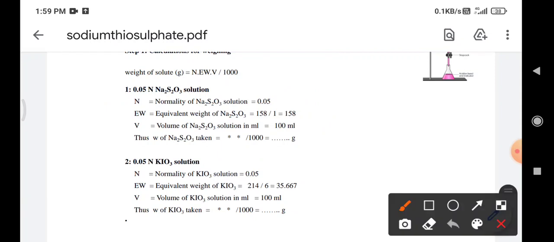Now the second calculation is for 0.05 normal KIO3 solution. The same formula will be used. The normality of KIO3 is 0.05. The equivalent weight is 214 divided by 6, that is 35.667. The volume of KIO3 solution to be prepared is 100 ml. So we can put all the values in the formula and we can get the value of KIO3 which will be dissolved to get this concentration.